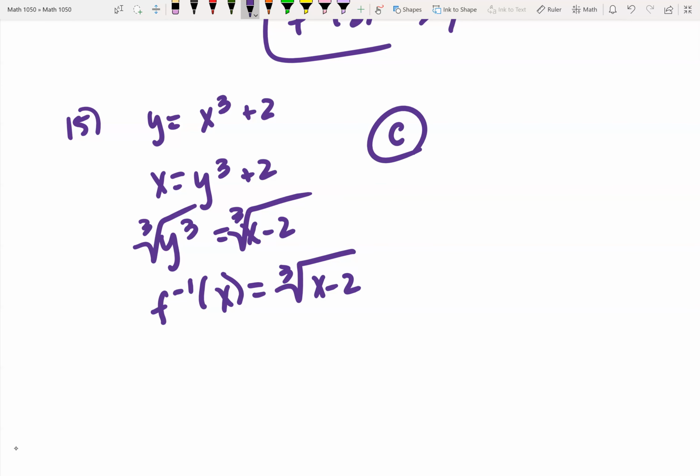Now, what else can you do to that? Well, that's the same thing as x minus 2 to the 1/3. So if that option was there, I would have to choose that as well. And if you look, it is not.